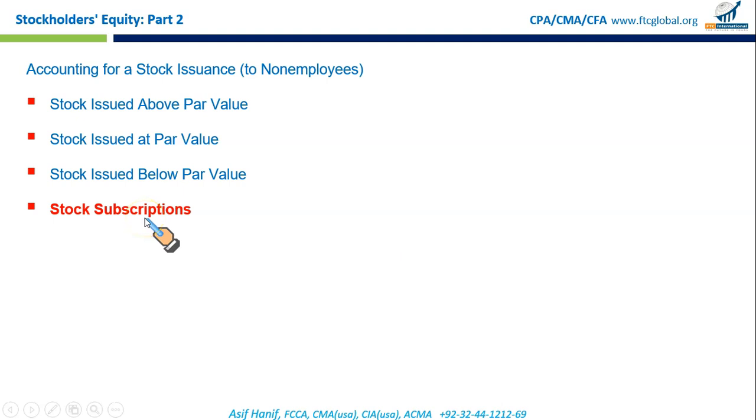So next we have stock subscription. When a company sells stock through a subscription agreement, it allows buyers to pay over time. For example, 100 shares are sold and each share is priced at $10, but the buyer pays in installments. So we have a contract in which 100 shares are to be bought at $10. Once the buyer pays the full amount, they receive the stock certificate showing that they own the number of shares.